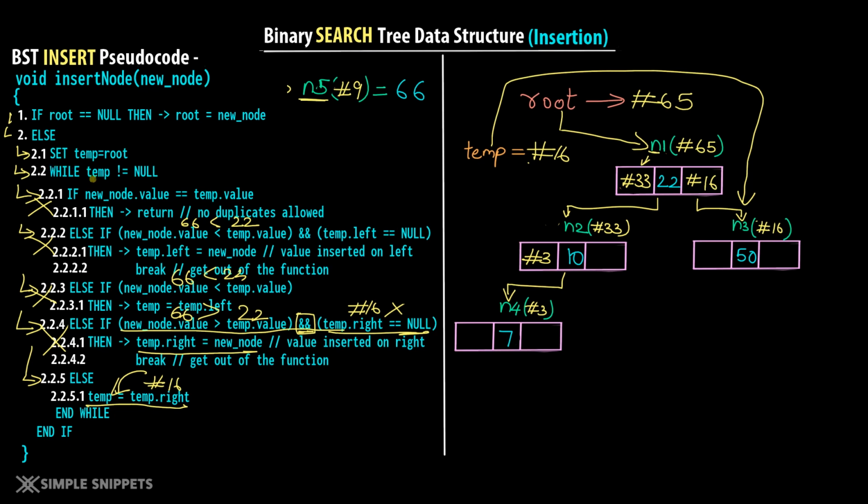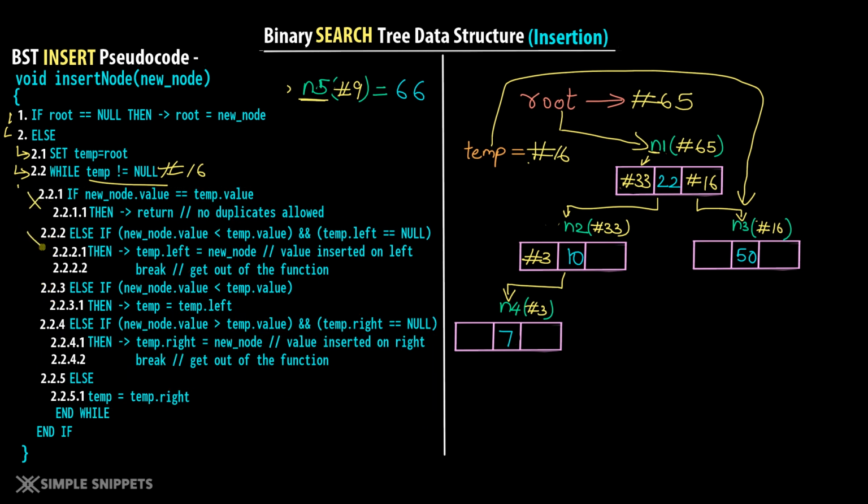We'll again go to the start of the while loop and check temp not null. Yes, temp is not null because temp is #16 now, which is pointing to n3. And we will again go through all these conditions. The first condition is going to be false, second is going to be false, third is also going to be false, if you just quickly check it.